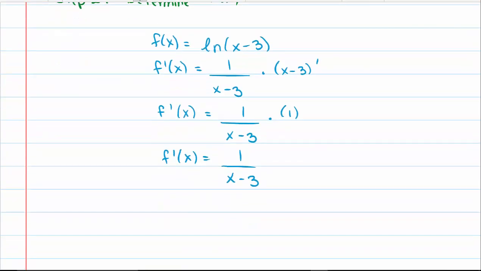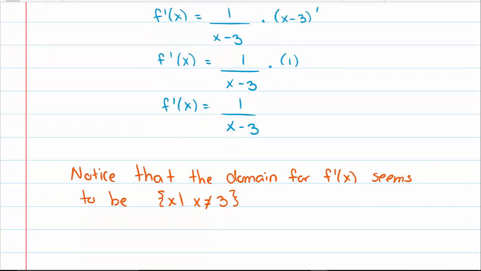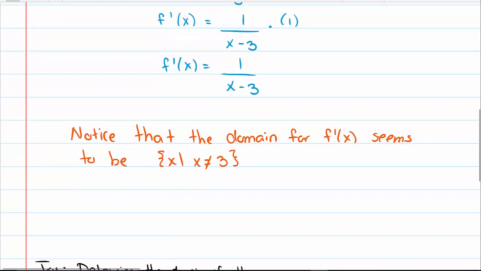So here I want to point out a couple things. The domain for f prime of x, if we were to just look at it, is every number except 3. So I want you to notice that the domain for f prime of x seems to be x such that x does not equal 3. That's what it would seem if we were just given that function. That's what we would determine.